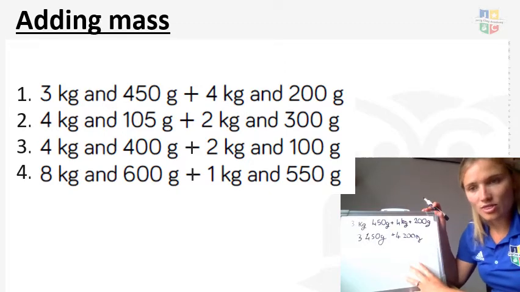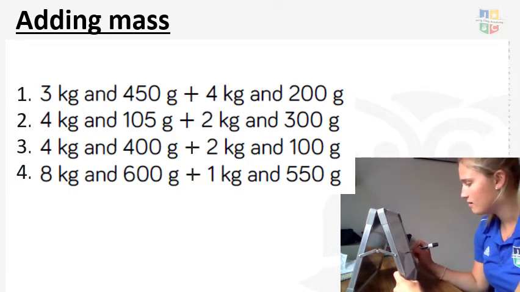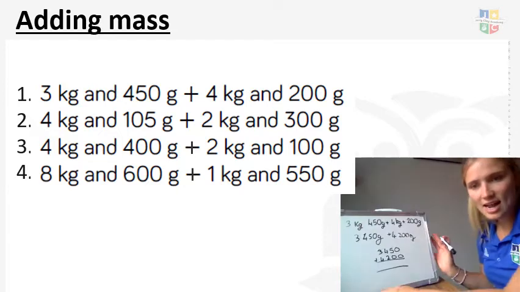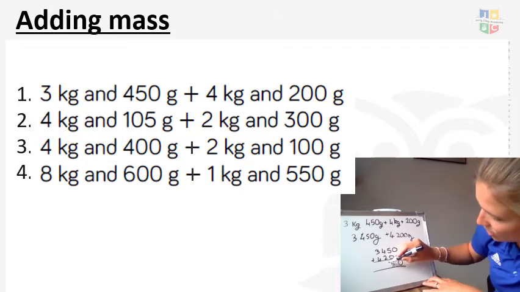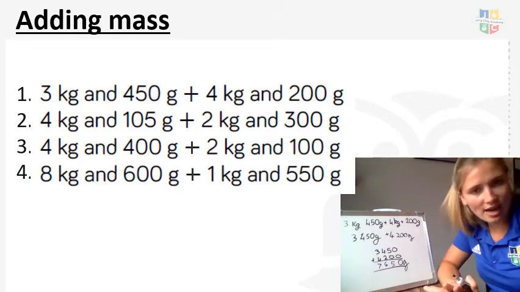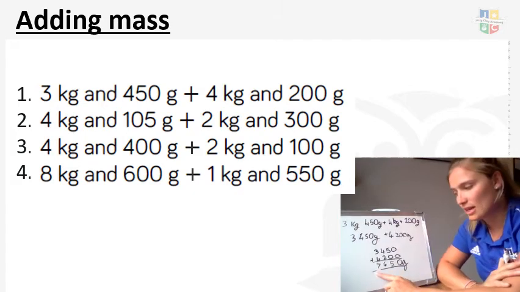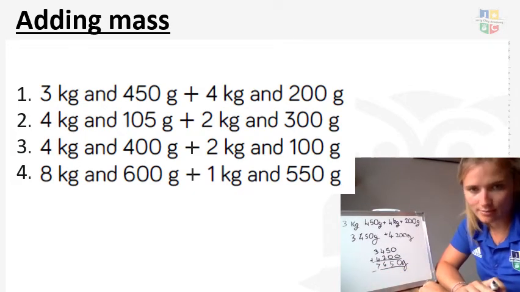Now, once you have got this, you could actually go and do your column method, starting with your ones, adding everything up, to find the answer is 7,650 grams, or 7 kilograms 650 grams, or 7.65 kilograms.